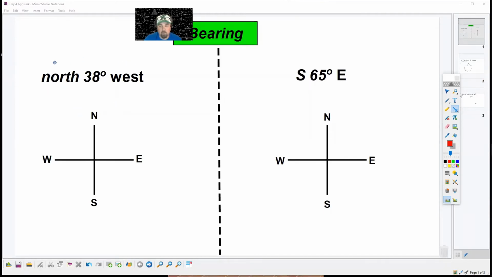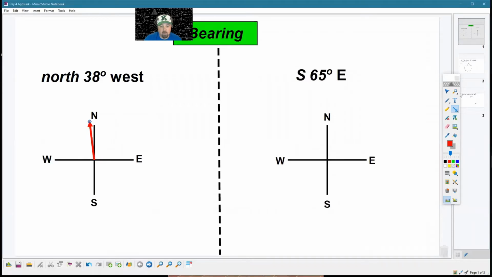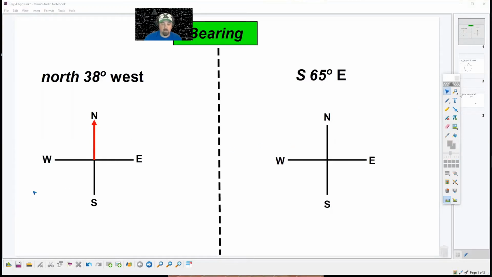So bearing, we ought to talk about directionality on the globe: north, east, south, west. One of the things that we really get confused by is north 38 degrees west. What does that mean? Well, that actually gives us a ray that points out from the origin, kind of like we drew with the unit circle. We'll start with this. We can draw this thing. It points to the north, but it's not straight north. It's north with a tilt of 38 degrees in a westerly direction.